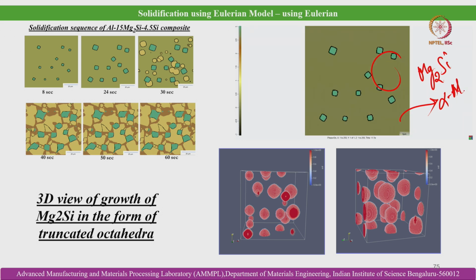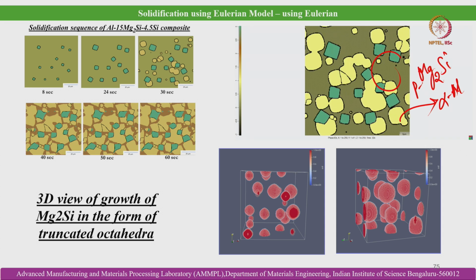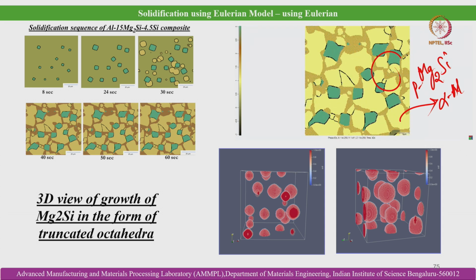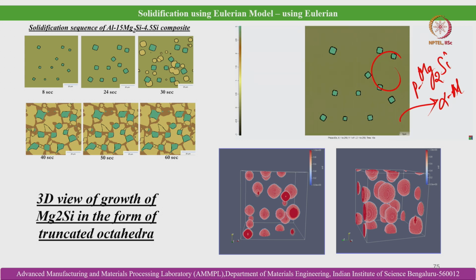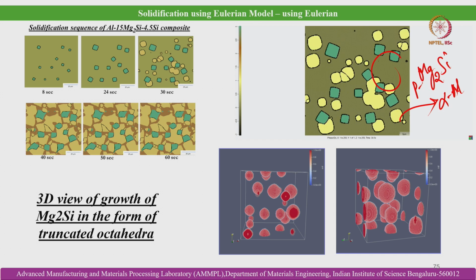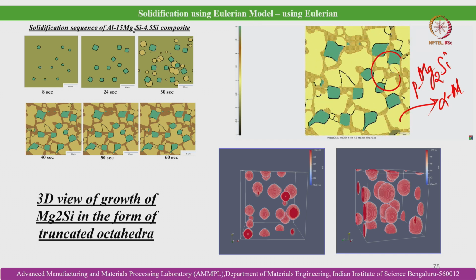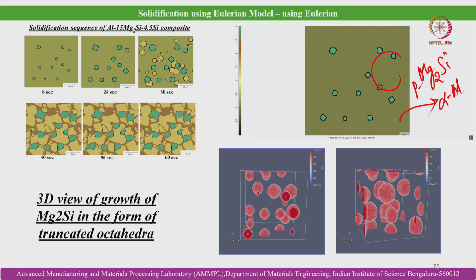Why are we calling both Mg2Si and alpha aluminum primary phases? Because Mg2Si is the first phase to nucleate out from the solidifying composite melt, and aluminum being the dominant phase, that is why we are calling aluminum also primary. So, here you can see that there are 2 primary grains that are evolving from the composite melt, and then in the solidified microstructure of the composite we see 3 distinct phases.